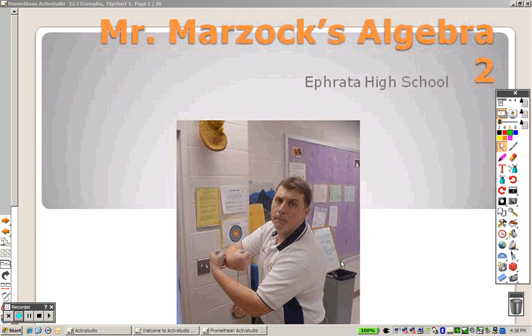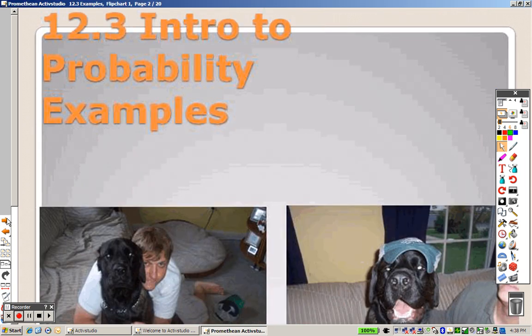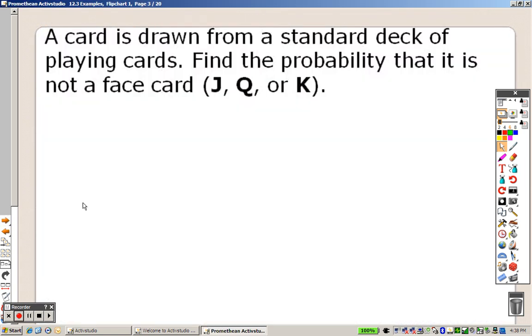12.3 now. We're basically doing a quick little intro into probability here. So I'm going to give you some examples, and we're going to take a look at this first one. Let's take a look at this problem. It says a card is drawn from a standard deck of cards. Find the probability that it is not a face card.